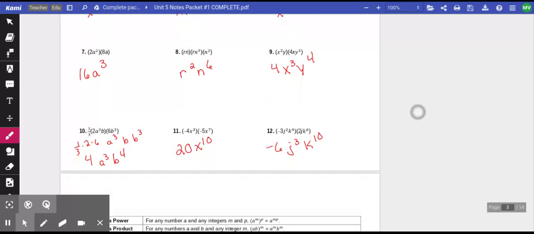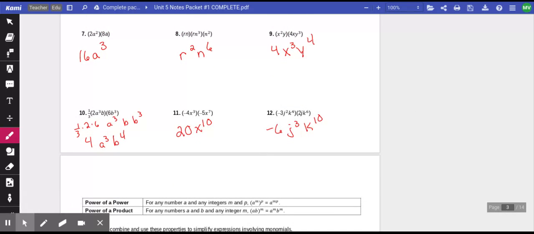10, I group the numbers, so I grouped 1/3 times 2 times 6, which gave me 4. A, there's only one a, so it's a cubed. And then b times b to the 3rd is b to the 4th. 11 is 20x to the 10. And 12 is negative 6j cubed k to the 10th.